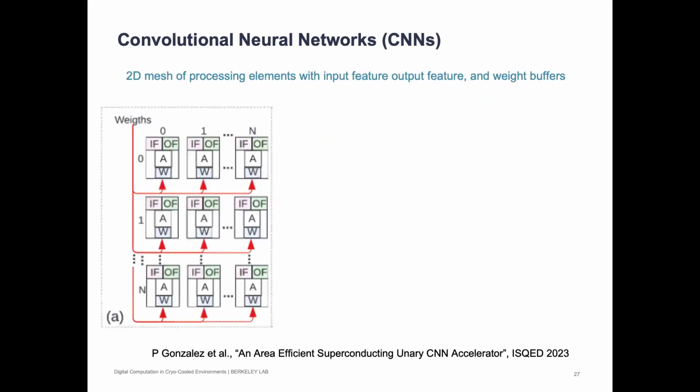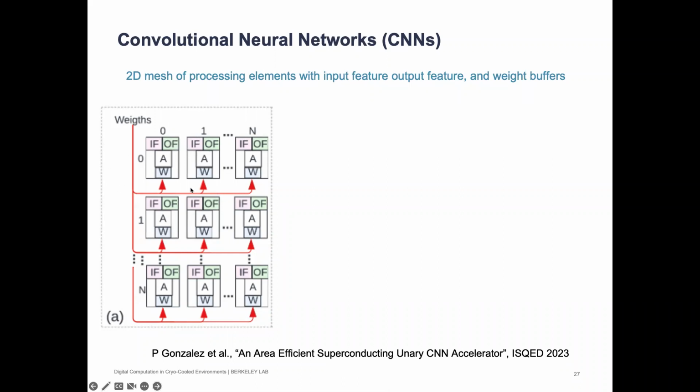Now, Patricia also did some really good follow-on work. This is a paper that is going to be presented next month, on how to implement a convolutional neural network, a CNN. There are multiple ways to do it, and I'm only showing you one example, but the idea is to have an array of processing elements, and each processing element has input features, output features, and weight buffers, standard CNN stuff.